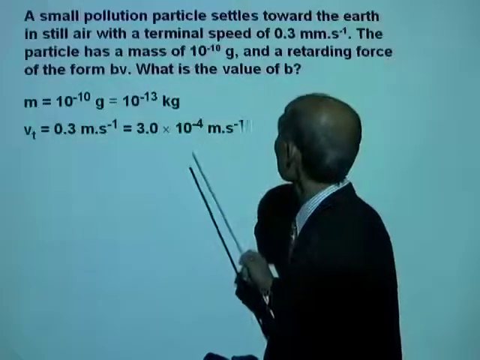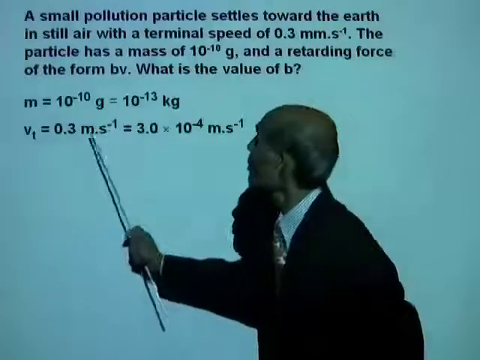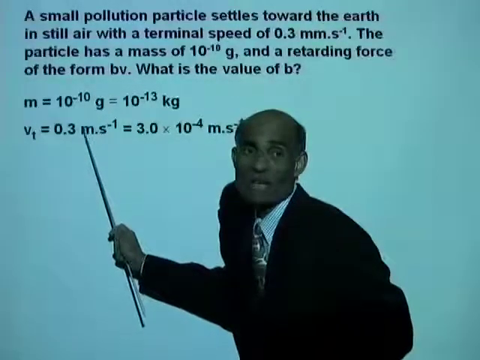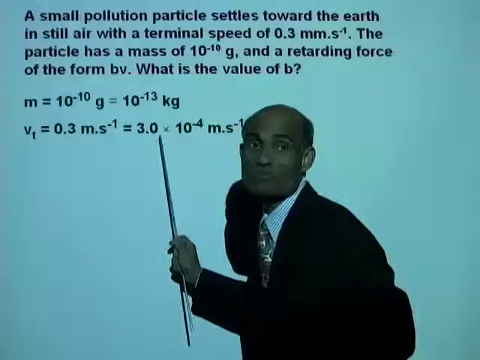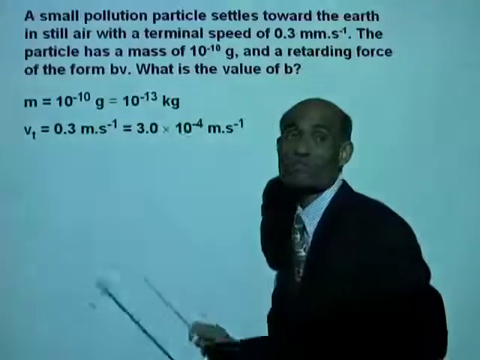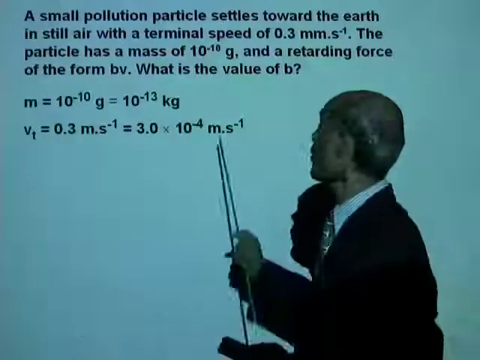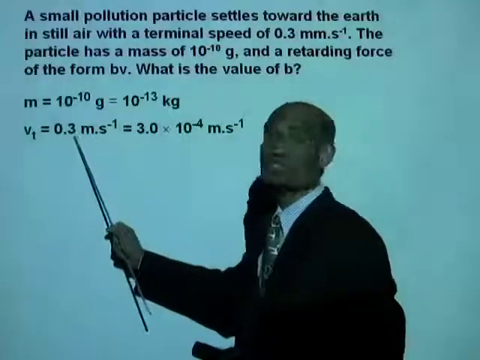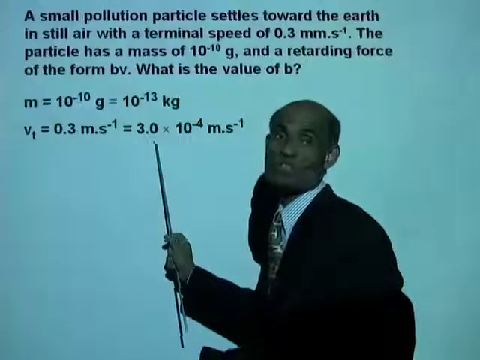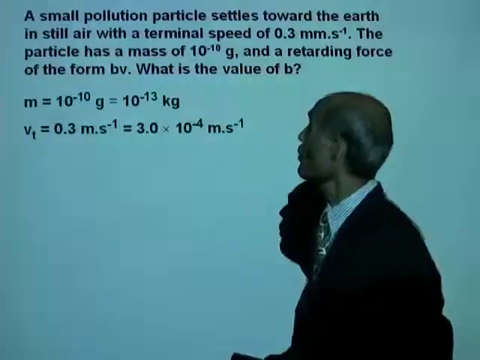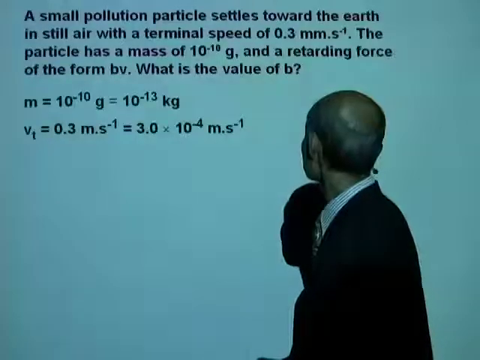Is that 0.3 meter per second? No, 0.3 millimeter per second. I meant to write millimeter here. And convert that to meter. That would be 3 times 10 to the -4 meter per second. This is 0.3 millimeter per second, which is 3 times 10 to the -4 meter per second.